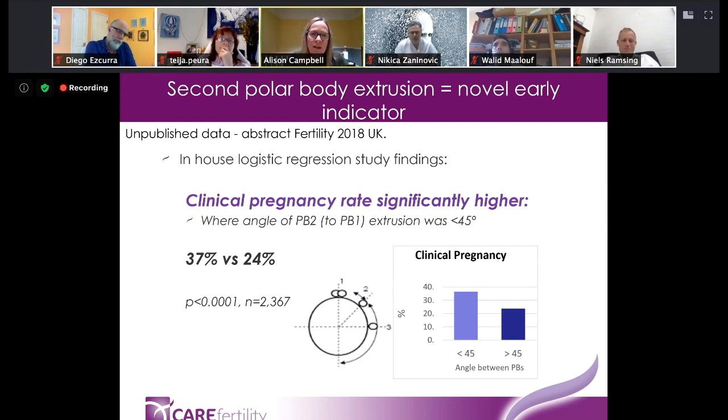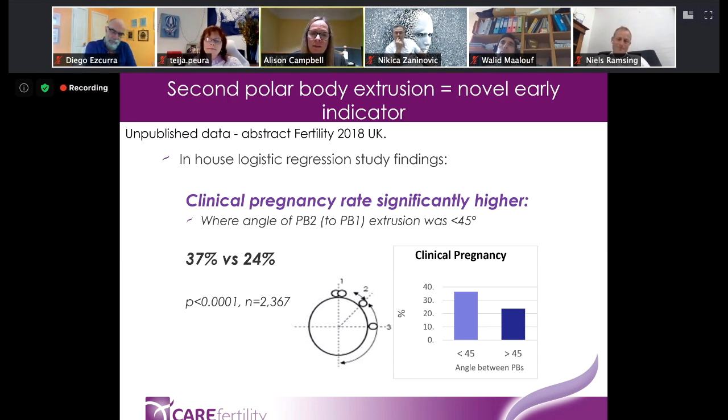Some more scientific data on second polar body extrusion. And this we find is quite a novel early indicator of embryo viability. We presented this data at Fertility 2018, one of the big UK conferences. It was an in-house logistic regression study. And we found that the clinical pregnancy rates were significantly higher where the angle of the second polar body to the first extrusion was less than 45 degrees. So putting it simply, if your second polar body is extruded close to the first polar body, that's a really positive sign in terms of embryo viability.